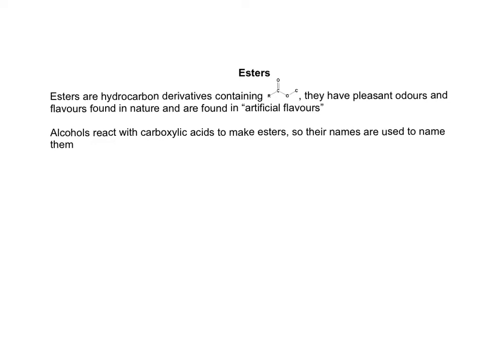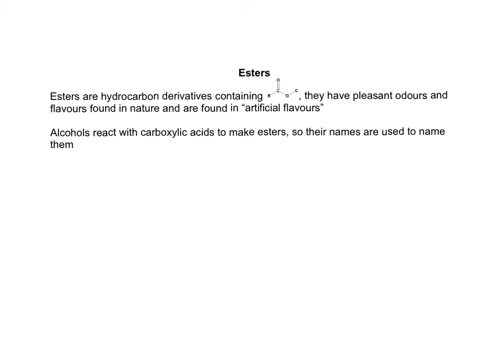Esters. Esters are hydrocarbon derivatives, and they contain this functional group. So there's a C with a double bonded O, and that carbon is connected to an oxygen that is connected to another carbon, and there's another group over here, and on this side, there's another group over here. Esters have pleasant odors and flavors, and they're found in nature and are also found in artificial flavors, so they're used in the food and perfume industries.